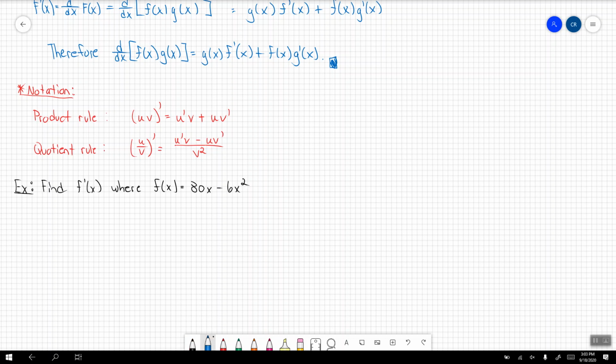So as we're looking at applying the derivative here, d/dx of my function f of x, this means that I'm going to have to take the derivative of the right-hand side, which is 80x minus 6x squared. And in order to do this, we're going to have to distribute the derivative across the first function, that's 80x, minus the derivative of 6x squared.